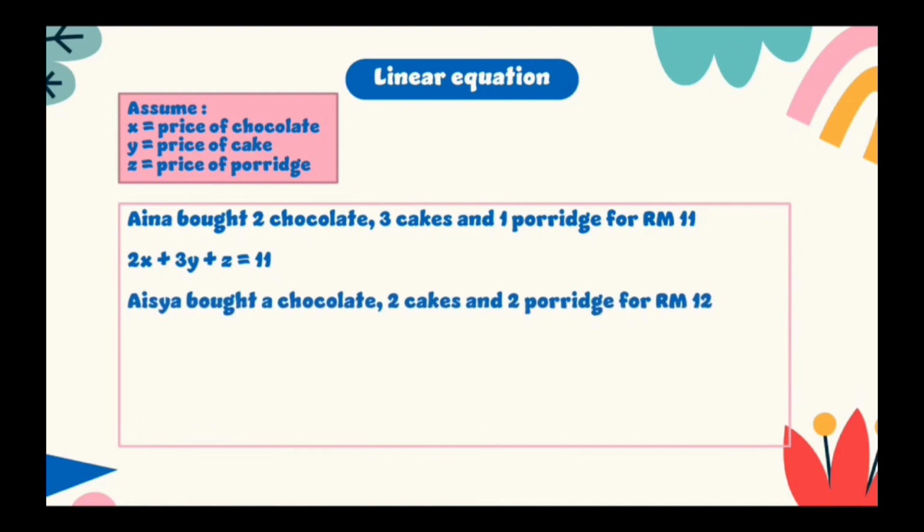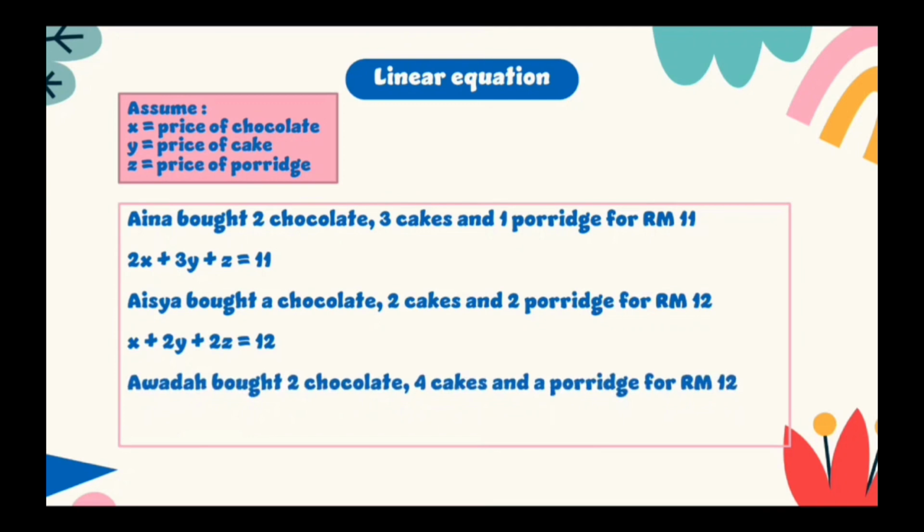Aisha bought a chocolate, 2 cakes, and 2 porridge for 12 ringgit. So the equation would be x plus 2y plus 2z is equal to 12. Awada bought 2 chocolates, 4 cakes, and a porridge for 12 ringgit. So the equation for Awada would be 2x plus 4y plus z is equal to 12.